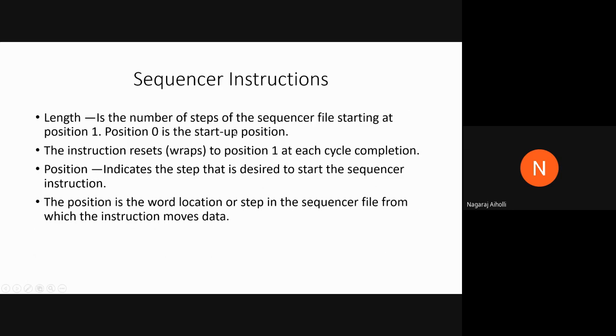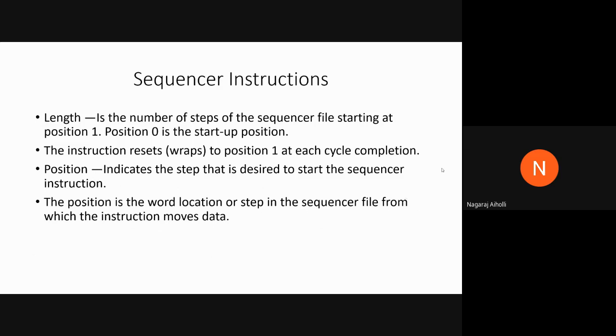Then the length of the data is the number of steps of the sequencer file starting at position 1. Position 0 is the startup position. The length is how many words or bytes we are moving from source to destination. The instruction resets or wraps to position 1 at each cycle completion. After the completion of moving the data from source to destination, the instruction resets and the data is placed at position 1, which indicates that data has been moved from source to destination.